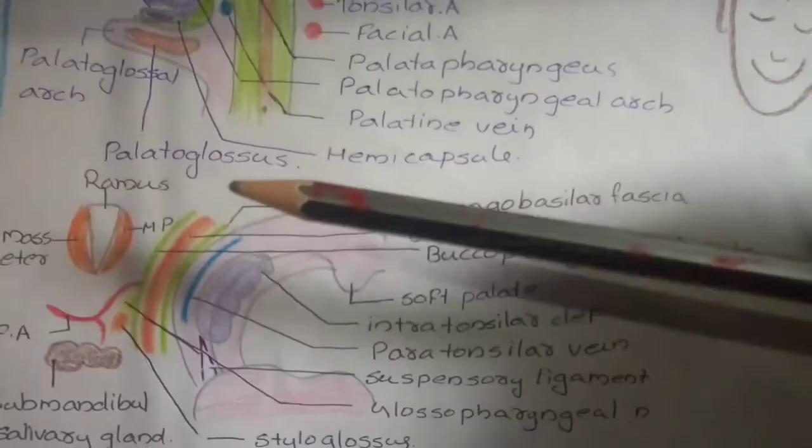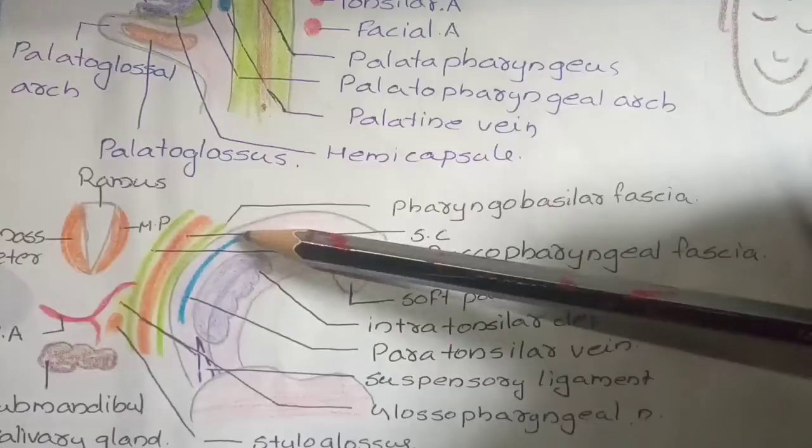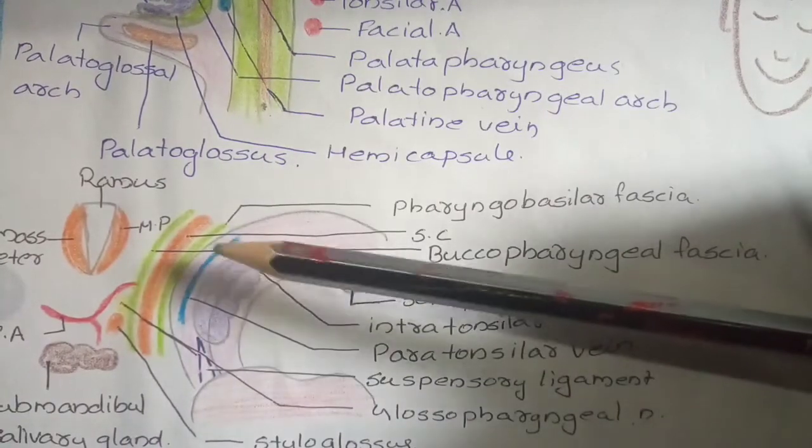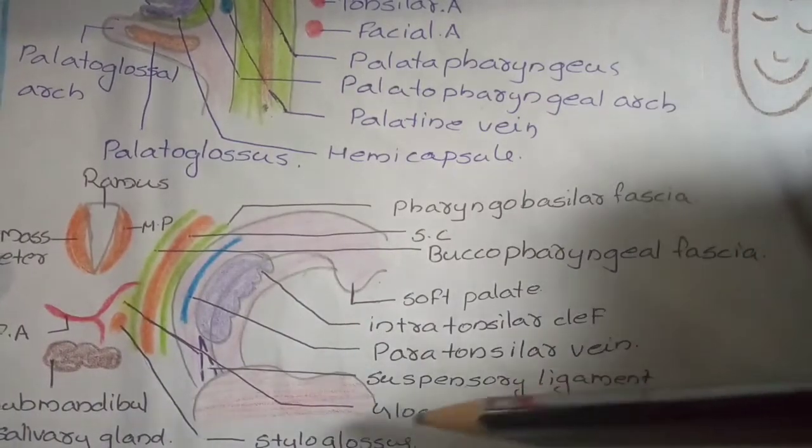Now let me discuss the suspensory ligament of the tonsil. The suspensory ligament of the tonsil is an extension of the capsule, which is formed by the pharyngobasilar fascia. The capsule is formed by the pharyngobasilar fascia, and it has an extension to the side of the tongue. That extension is known as the suspensory ligament of the tonsil.